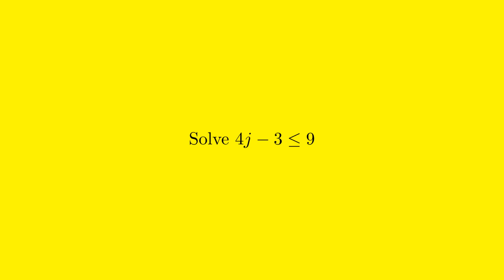In this video, we will be solving the inequality 4j minus 3 is less than or equal to 9. We will go step by step through the process of solving this inequality and will provide both the inequality and interval notation forms of the solution. Let's get started.